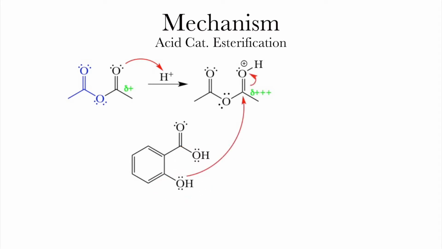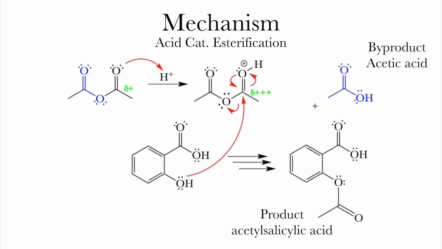Oxygen attacks carbon, opens up the carbonyl. The carbonyl can then close, kicking out the second carbonyl, leaving us with an acetate group, which once protonated will be acetic acid. And of course, our product, acetyl salicylic acid.